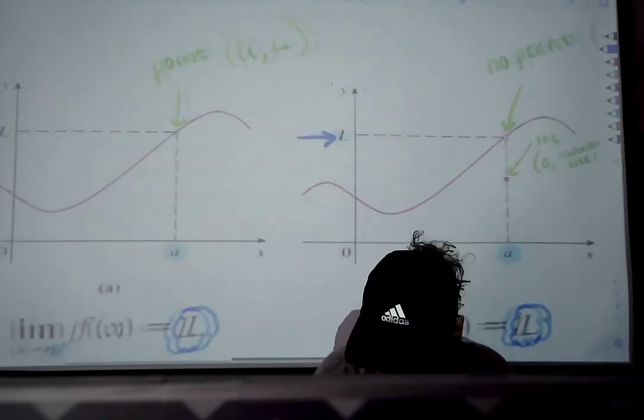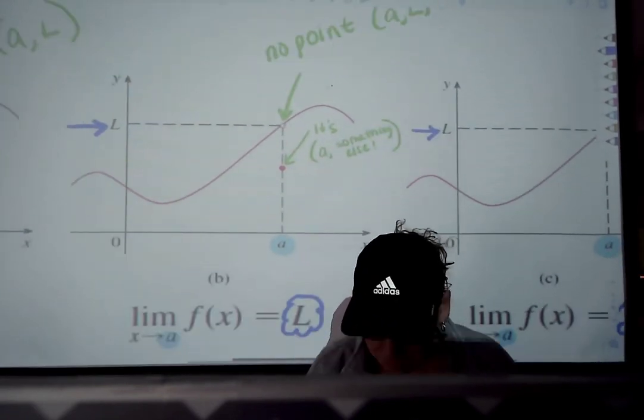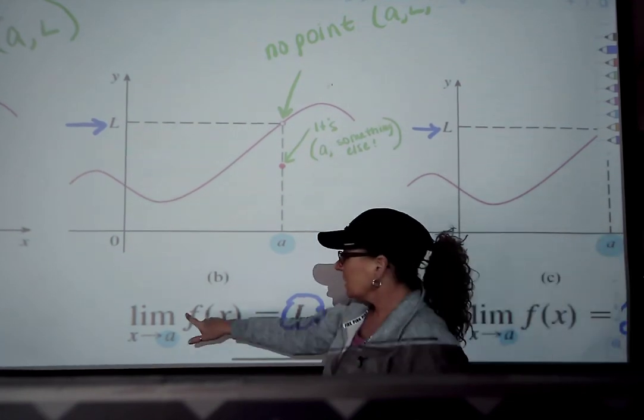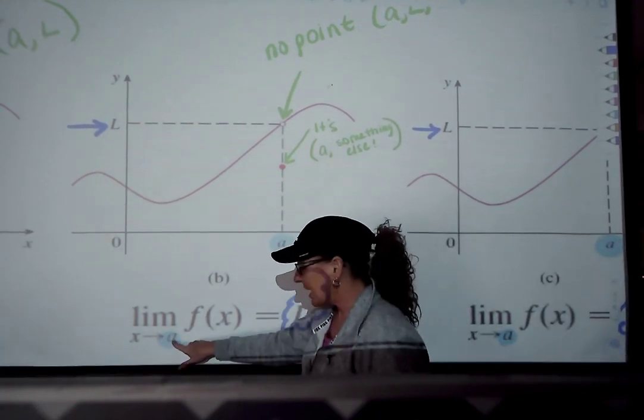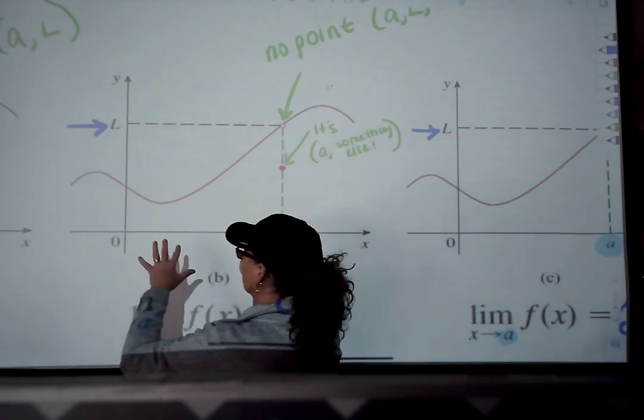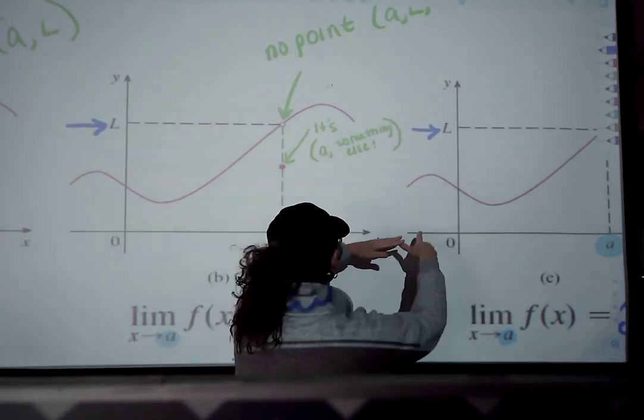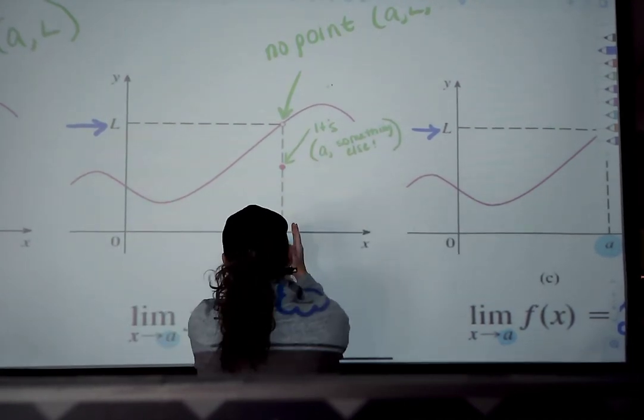Look at the next picture. It might make a little more sense on this picture. Ready? Limit of f of x as x approaches a. So this tells me where my eyes need to go. Do I want to look over here? No. Do I want to look? No, I want to look right here. Ready? Go find your function.